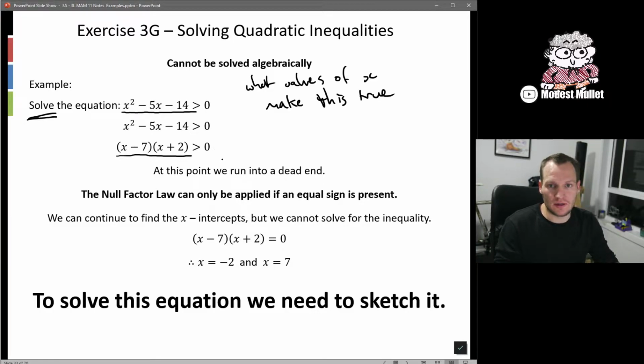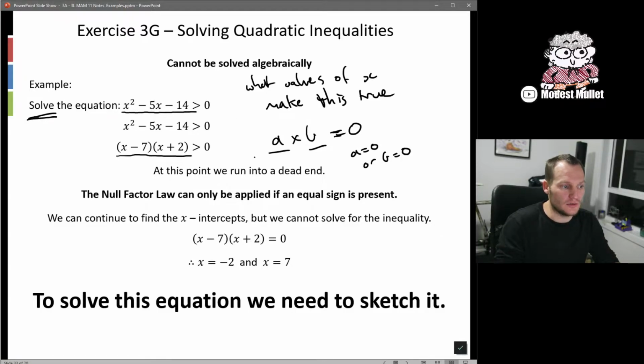We can't use the null factor law. The null factor law only works if we have something in the first bracket, times something in the second bracket, equal to 0. Then, through common sense, one of those two things must be 0, so either a equals 0 or b equals 0. We can't do that with an inequality because this only works by the concept of 5 times 0 gives you 0, or 0 times 5 equals 0. So the null factor law works when it's equal, but when we have an inequality, that's not the case.